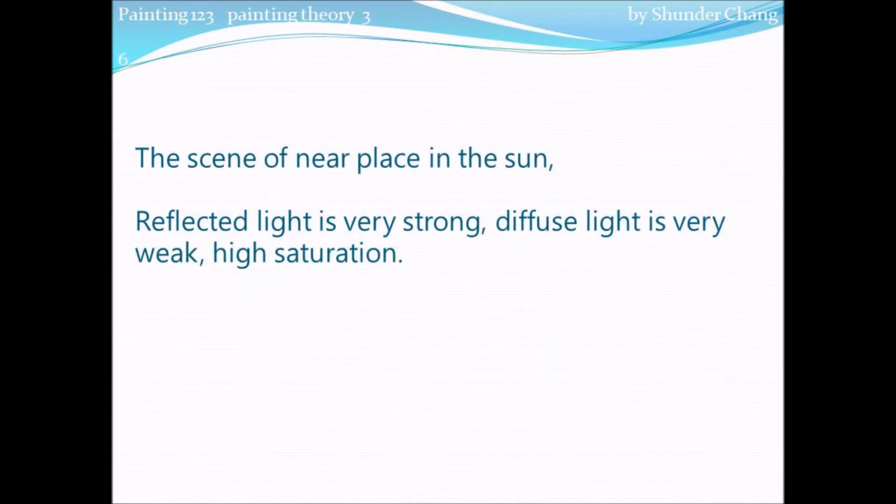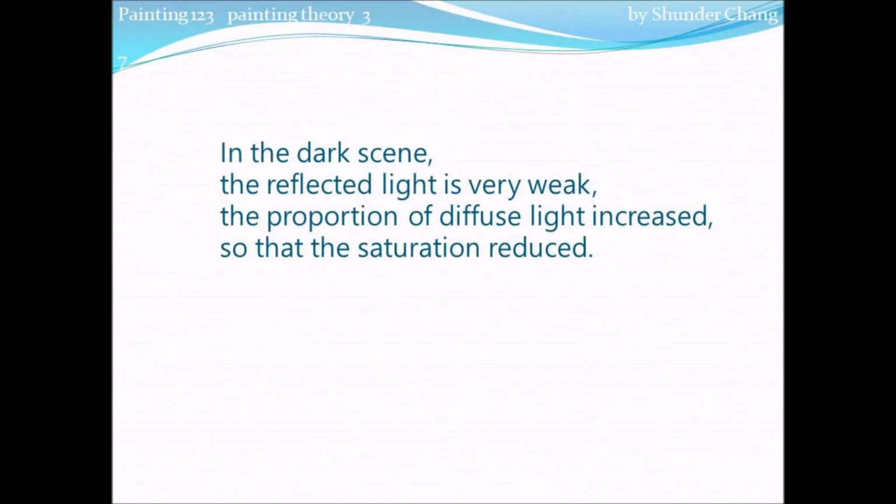In a scene of a near place in the sun, reflected light is very strong and diffuse light is very weak, so the saturation is high. In a dark scene, the reflected light is very weak and the proportion of diffuse light increases, so the saturation is reduced.